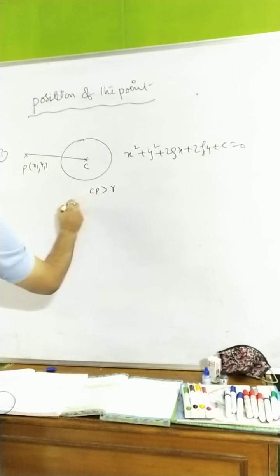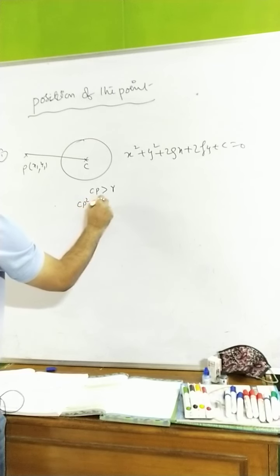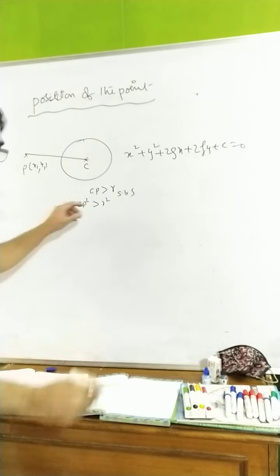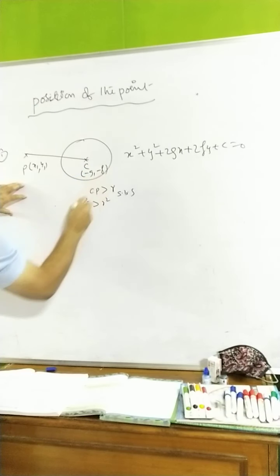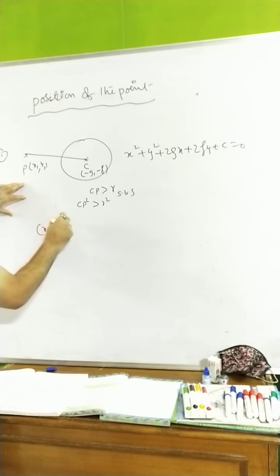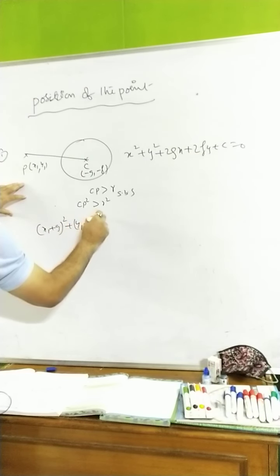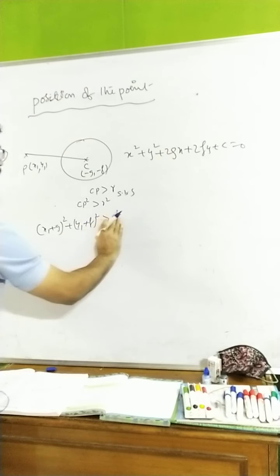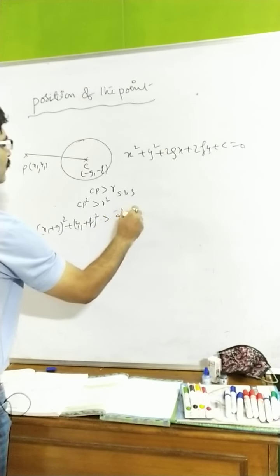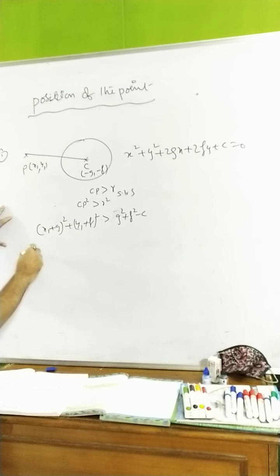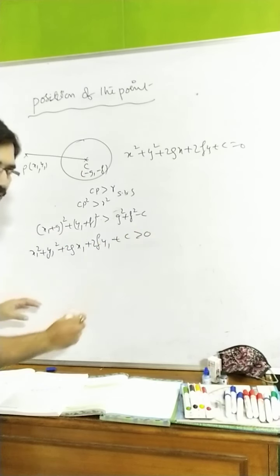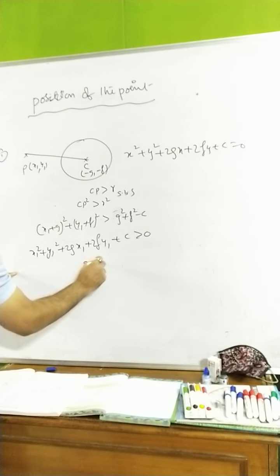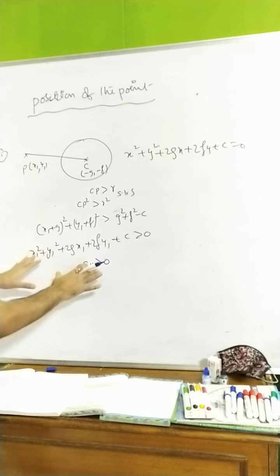So CP square is greater than R square, squaring on both sides. What is CP square? The center is (minus g, minus f). So (x1 plus g) whole square plus (y1 plus f) whole square is greater than R square. R square is nothing but g square plus f square minus c. While expanding, you will get x1 square plus y1 square plus 2gx1 plus 2fy1 plus c greater than 0. This is nothing but S11 is greater than 0.